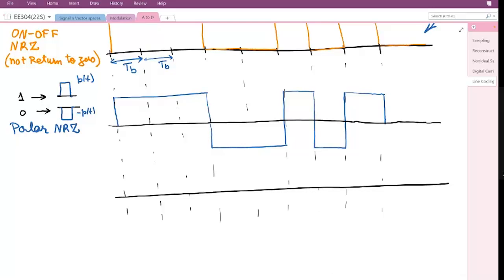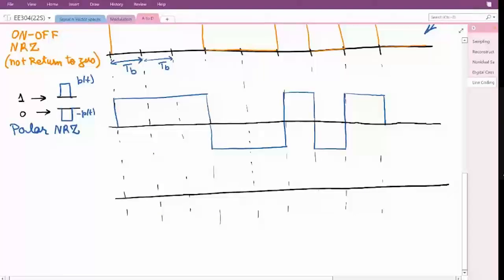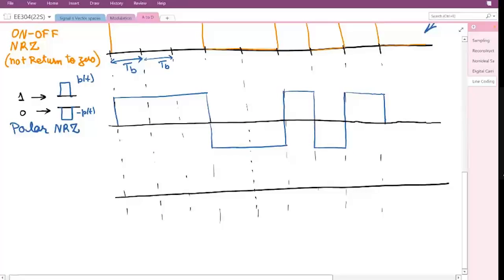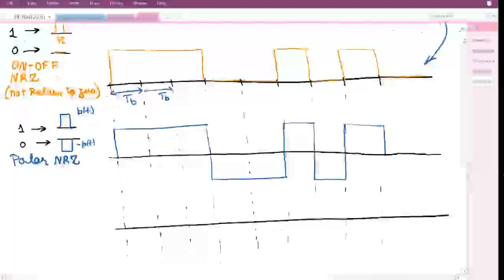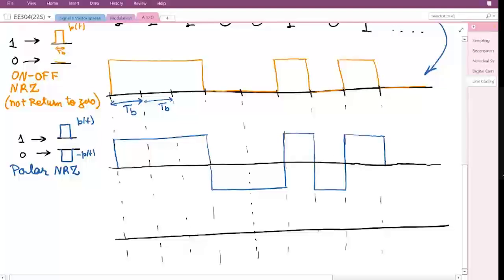To overcome this problem, what should be the potential solution? The problem is that if there is a string of ones, it is monotonous, there is no change in the level. Another problem could be that even if there are a small number of ones, if the receiver has lost track of synchronization, meaning the transmitter and receiver clocks are not exactly synchronized, even in that case this would be a problem.